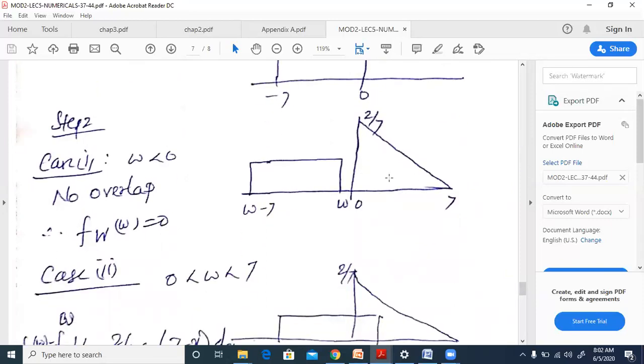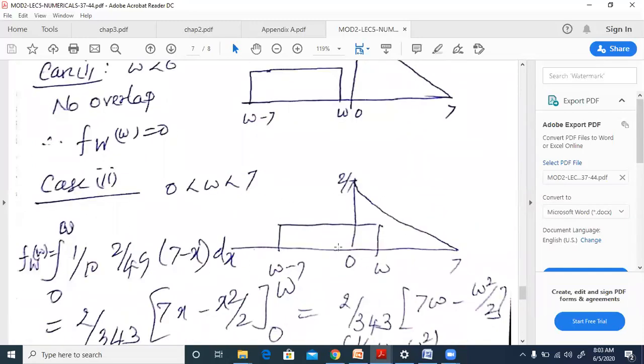Once this point crosses this, we'll have a partial overlap, till the time this crosses this point. This crosses this will give w equal to 0. This crosses this will give me w equal to 7, that is w minus 7 equal to 0 will be w equal to 7. So for the values of w between 0 to 7, there will be partial overlap, and that partial overlap will look something like this. That means this should be the hash portion.